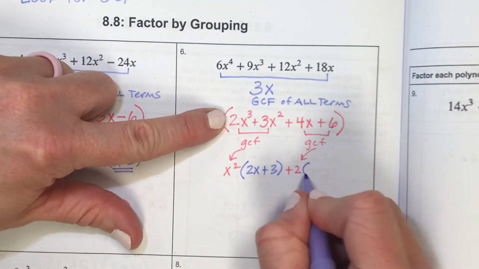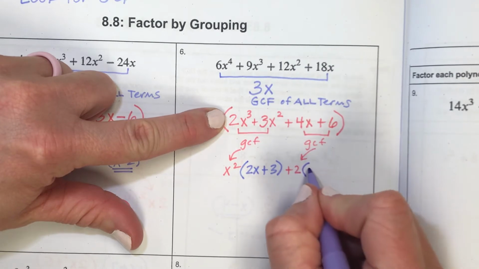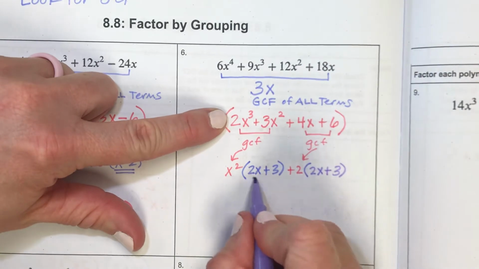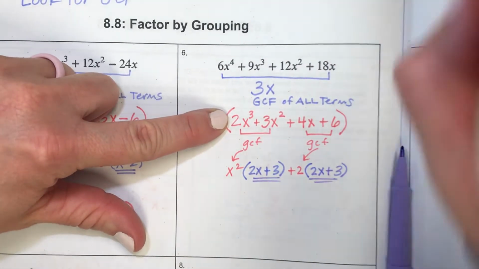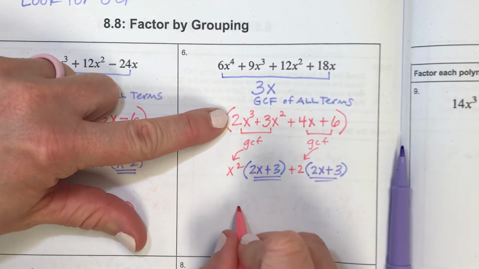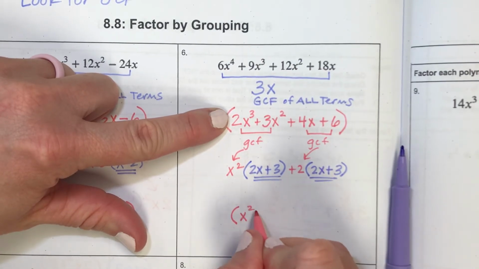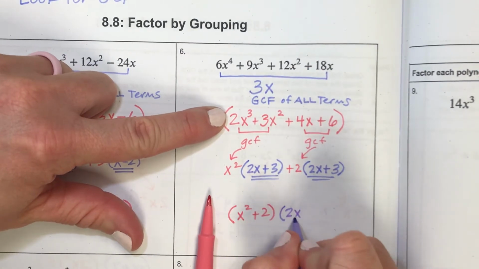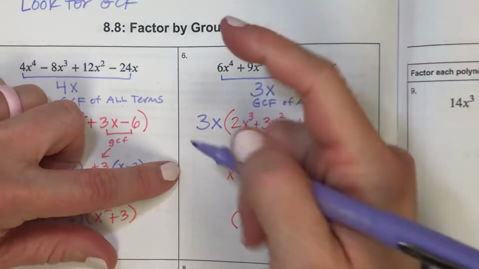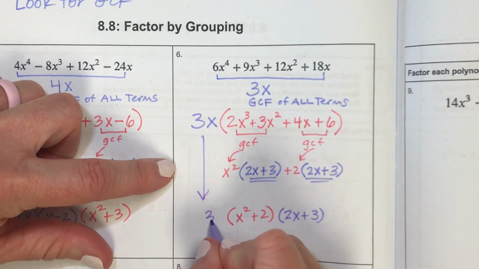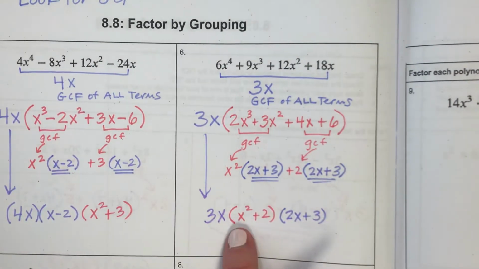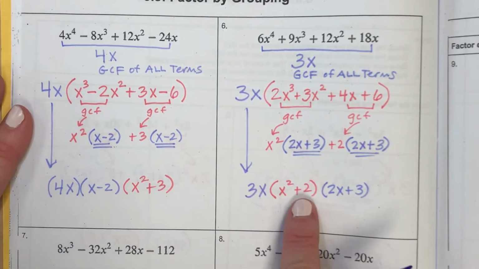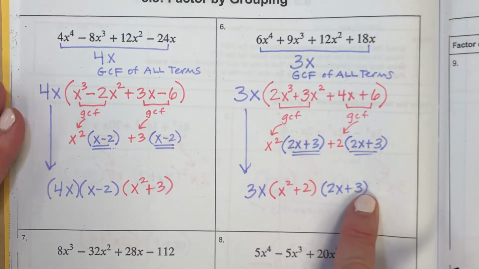And then if I take 4 divided by 2, I'm going to be left with 2x. And then 6 divided by 2 is 3. And because these 2 match exactly, that means one of my factor pairs is the GCFs. But I can't forget about that GCF that I took out from all of my terms, and I'm going to write that out in the very, very front. So my 3 factors are 3x, an x squared plus 2, and a 2x plus 3.